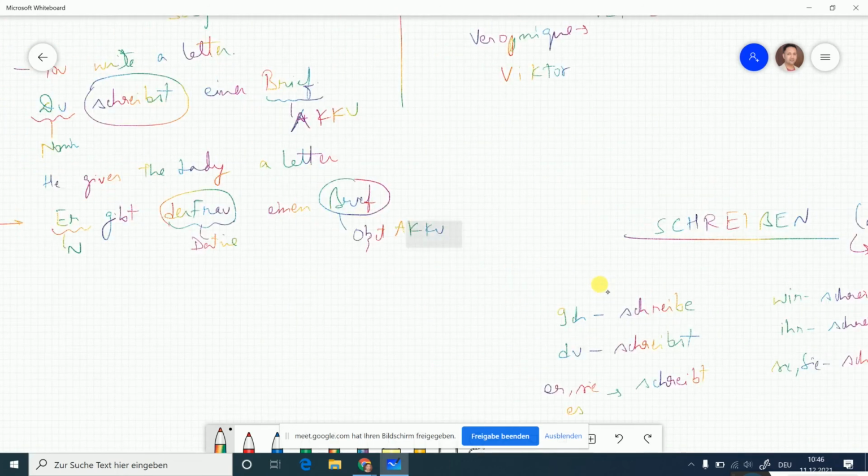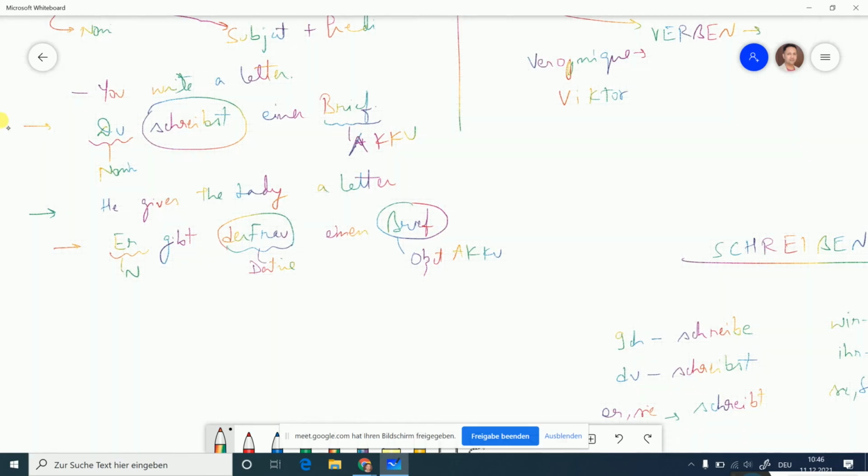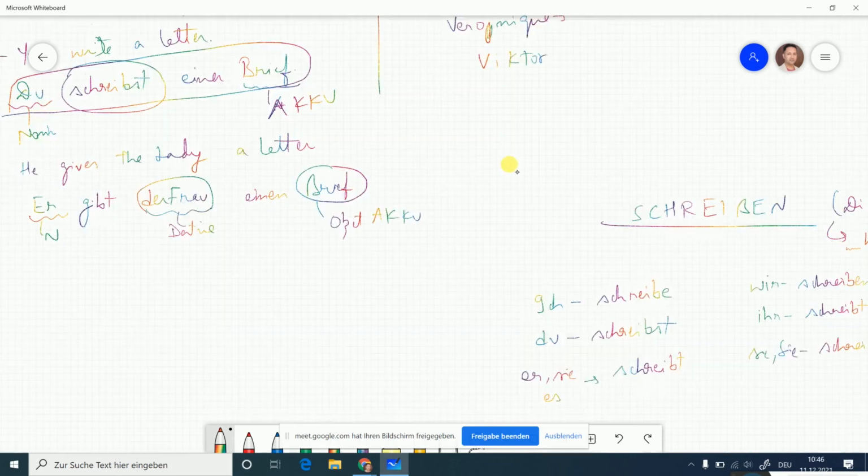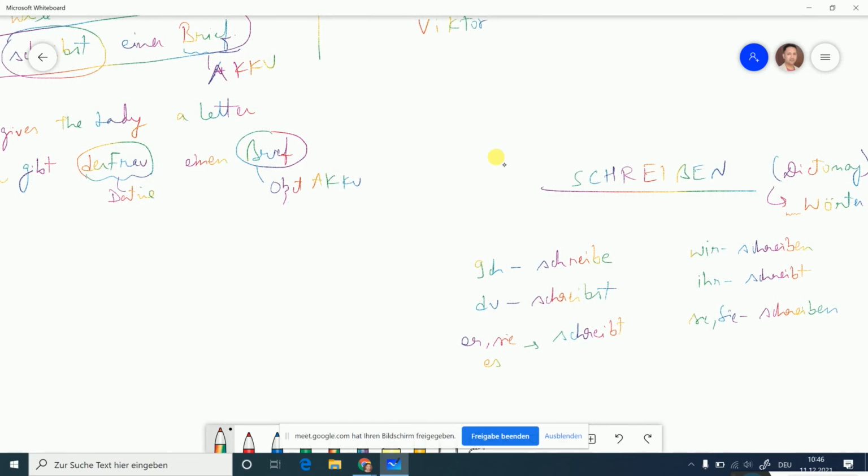So as I took this example just now, du schreibst einen Brief. Here we are not going to use du schreiben einen Brief. That will be wrong. Because once we are using du, that is you, we have to use the conjugation of the verb accordingly. Yes, the modified version, which is known as conjugation.